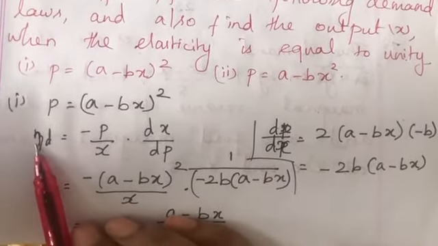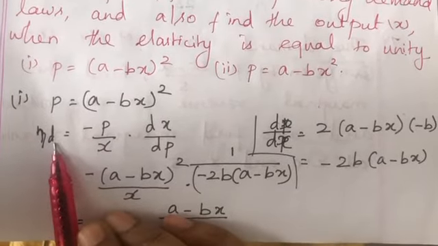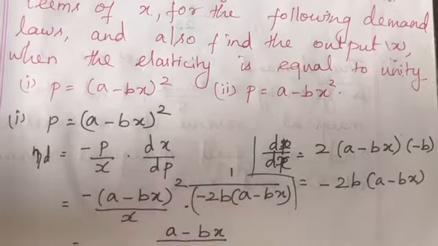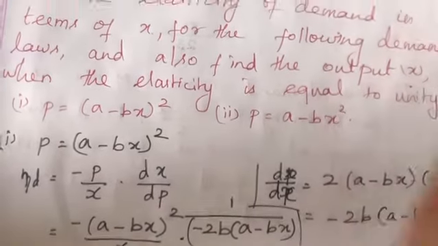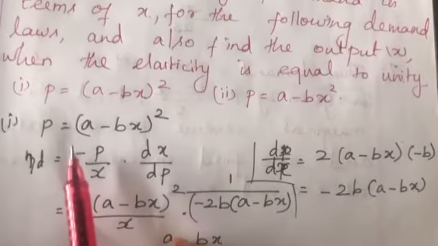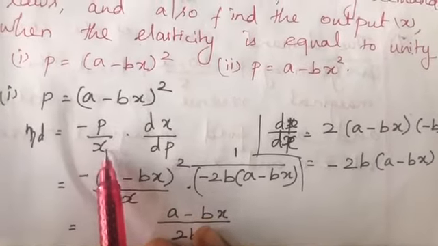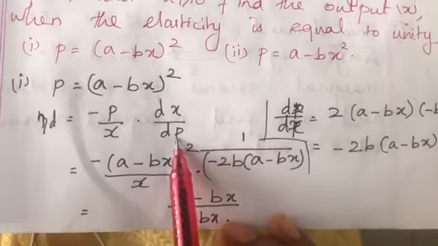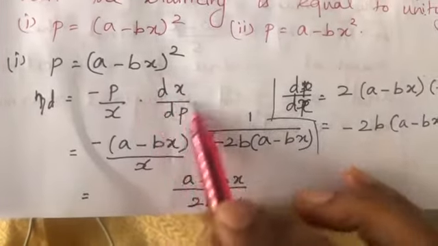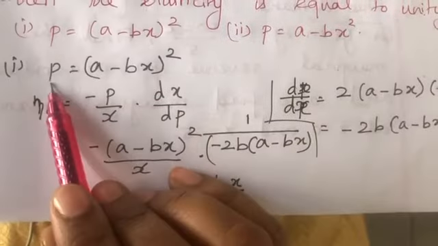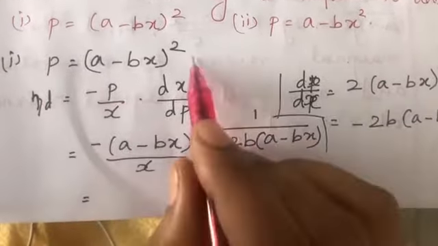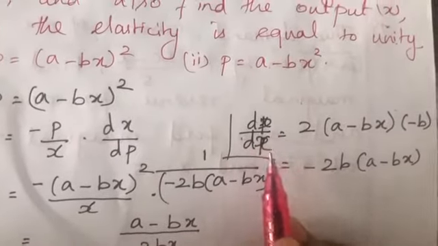That means the elasticity of demand. Formula is minus P by x into dx by dp. Elasticity of demand will have formula negative in the formula, minus P by x into dx by dp. So first we need to find this one, dx by dp, but here we have P, so with this you can find dp by dx. So let's find dp by dx.